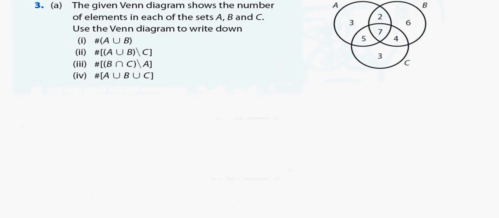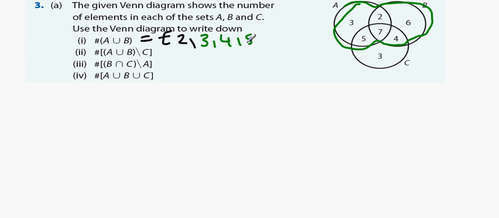Next question. In the given Venn diagram, show the number of elements in each of the sets A, B, and C. Use the Venn diagram to write down A union B. So A union B is everything in basically this patch here. So we're going to get 2, 3, 4, 5, 6, and 7. Oh, it wants the cardinal number. Okay, so please remember what the cardinal number means. It means how many elements. 1, 2, 3, 4, 5, 6. So the actual answer for part 1 is 6.